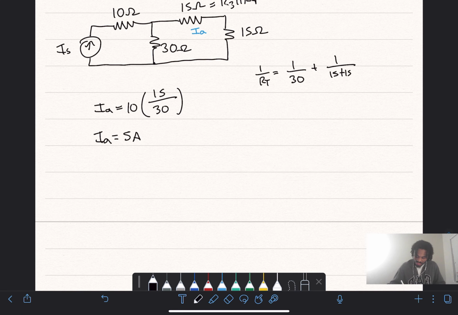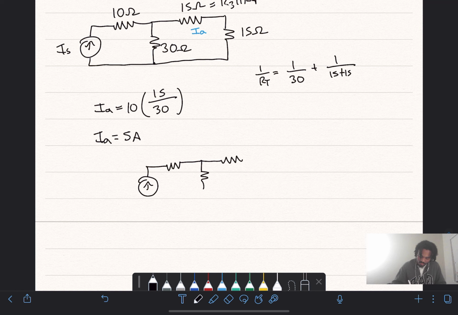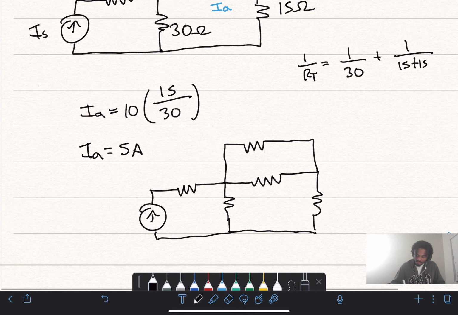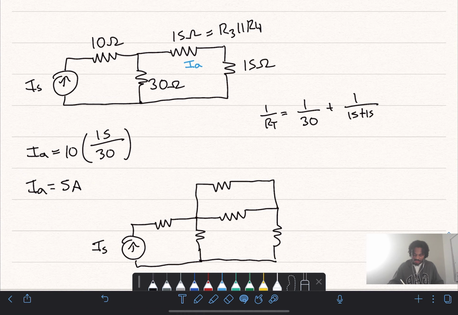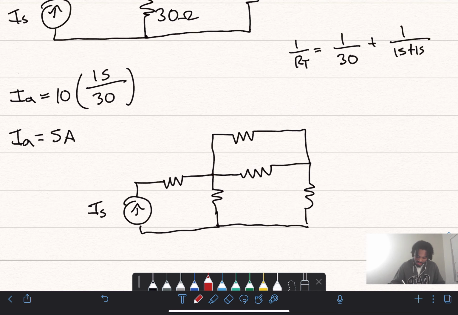I'm going to redraw the circuit again. Still have our 10 ohm resistor. There's our 3 up here. Resistors are getting a little bit messy. IS. And then we can also say, if it helps, that we know 5 amps is going through this resistor here.